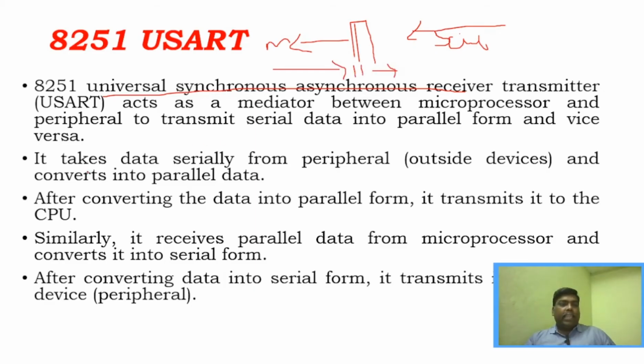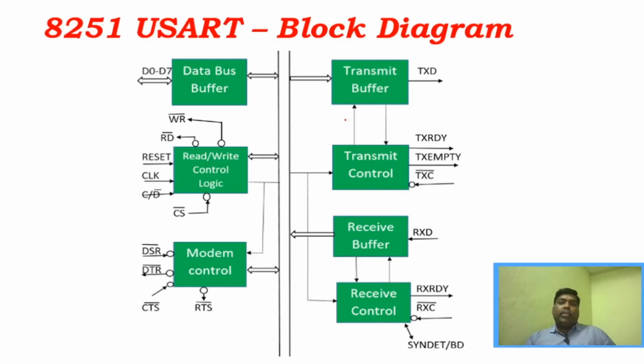Right? You can see here it takes data serially from peripheral and converts into parallel data. After converting the data into parallel form, it transmits it to the CPU. Similarly, it receives parallel data from microprocessor and converts it into a serial form and it transmits that serial data to the outside device. Right? This is the main purpose of USART 8251. Right? So now we'll see the functional block diagram of 8251. So it is used for serial data transfer.